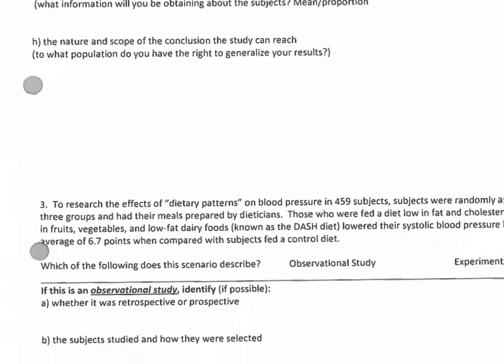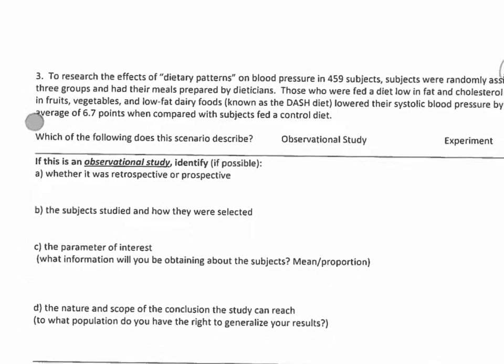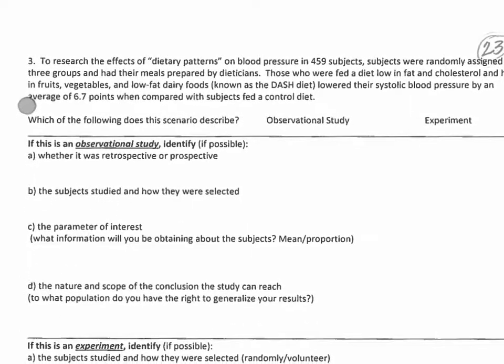Okay, so the next one, this was the dietary plans. And this one said that we had 3 groups. So we do know that we have 3 groups, and I believe that the groups are these. Let's go through who the groups are. The first one was those who were fed a diet low in fat and cholesterol and high in fruits and vegetables. Okay, so that's group number 1.